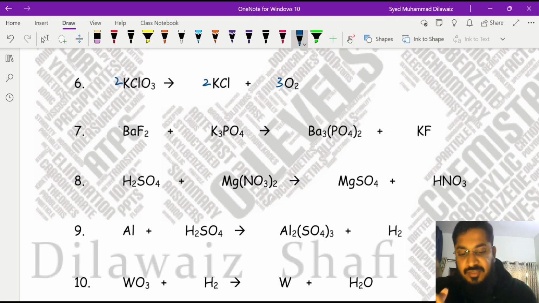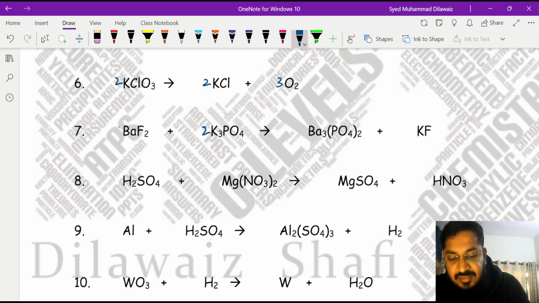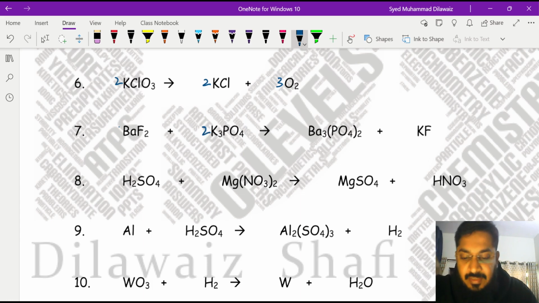For example, if you look at K3, K3 is basically an odd number. So we are putting 2 beside the K3PO4, which makes it 6. At the same time, BaF2 is completely fine, you can just check it out. It's forming Ba3(PO4)2. So we can consider these two PO4 units are actually given out in this compound. So that is already balanced, right?